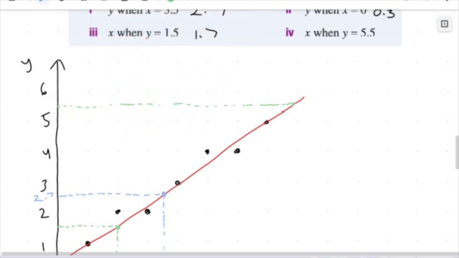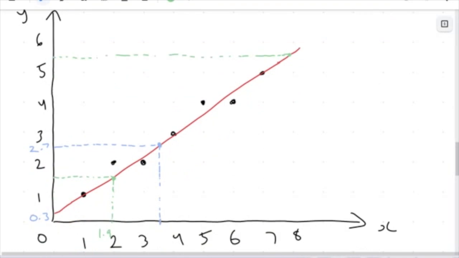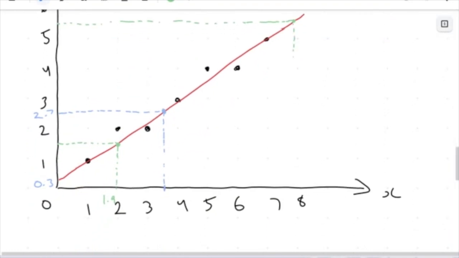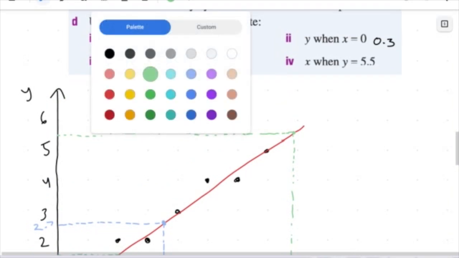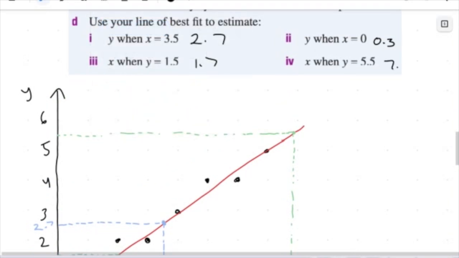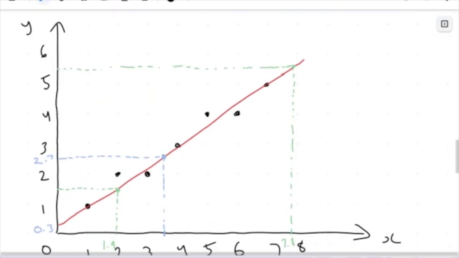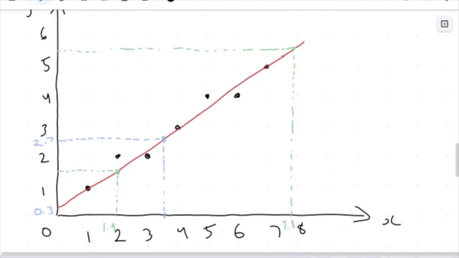But we see it goes about here. And if we draw this down, I'm roughly at about 7.8 here. So the value of x when y is 5.5 is going to be 7.8. So this is how we can construct a scatter plot, which we've been doing in the previous few videos, determine its correlation, draw a line of best fit, and then start to approximate different data values along here.